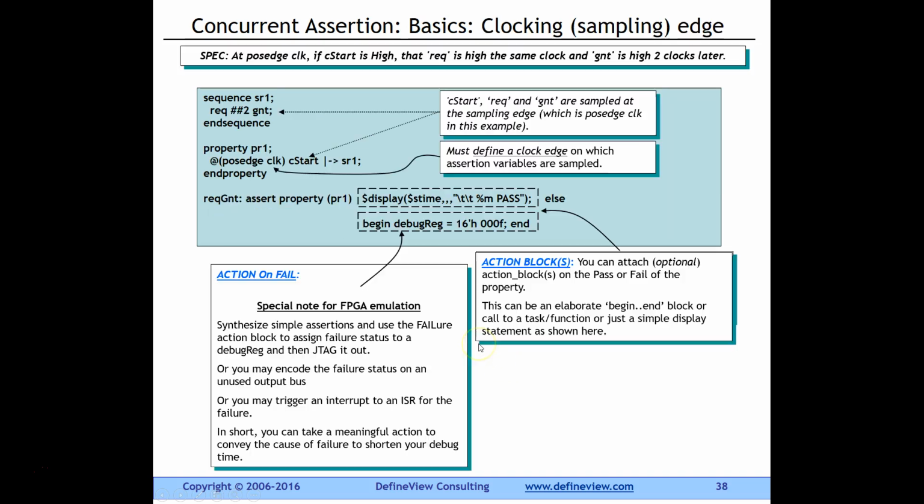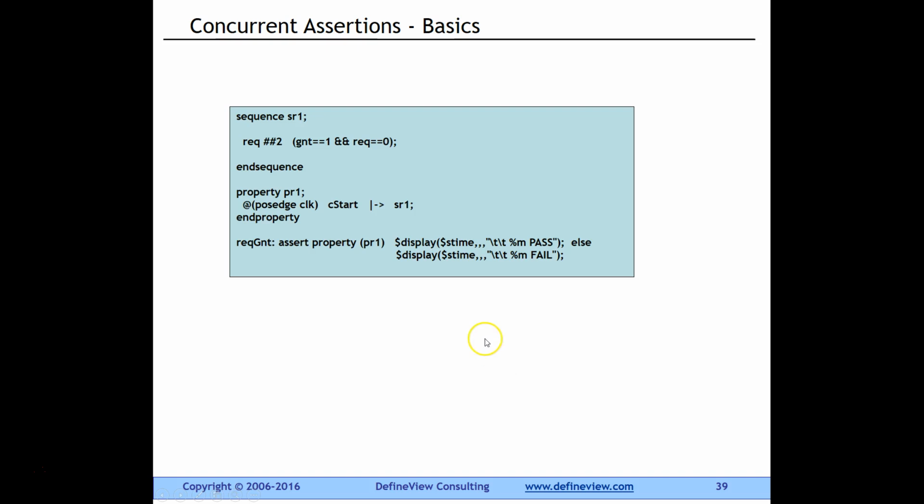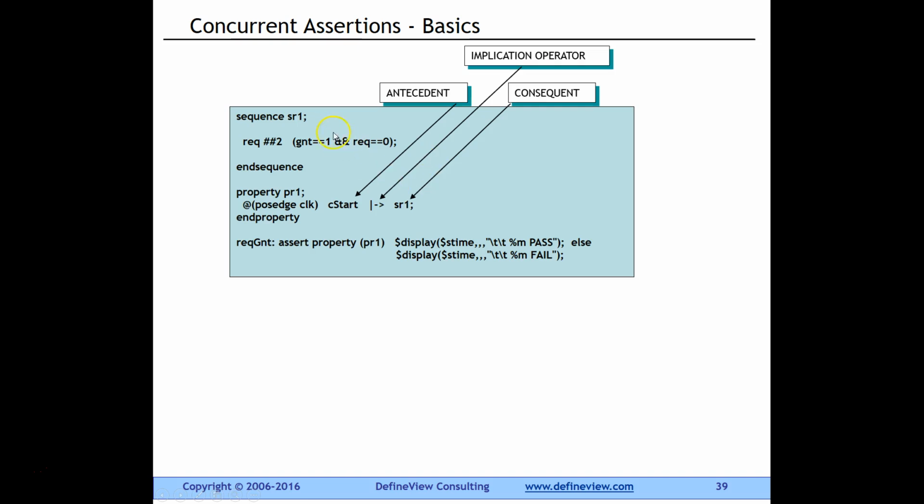Okay, here I had request and grant as only two signals. In this slide, I have added a little bit more complication. Before we go into this, I want to point out that this cstart, something that appears before the implication operator, is called the antecedent. This is the implication operator, and then anything that appears after the implication operator is called the consequent. So you will hear me say antecedent fired, consequent failed, and so on and so forth. So you know what that means.